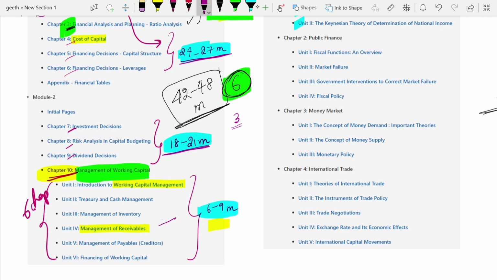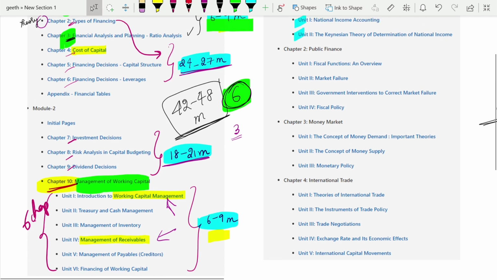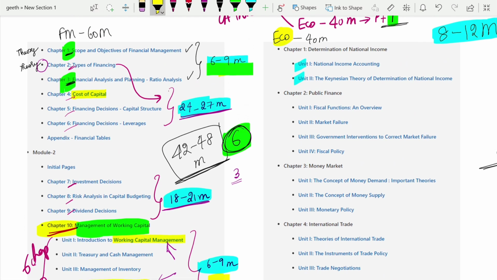For this chapter, management of receivables, I have already uploaded a video. Management of working capital, I have uploaded a video. And a video about leverages also I have uploaded. And for cost of capital also I have uploaded. Okay, so for these 4 chapters, I have already uploaded revision videos. You can go and check that out in the I button.